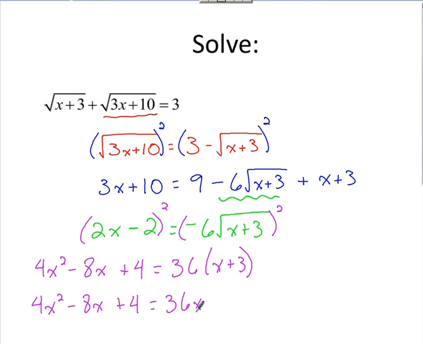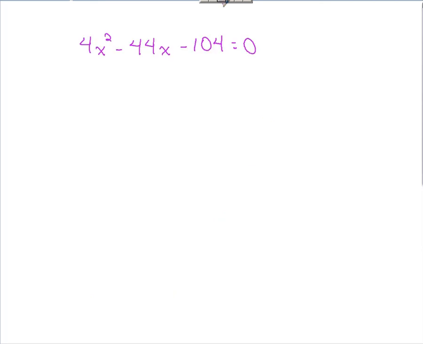Got 36x plus, that'd be 36 times 3, that should be 108, right? Quadratic forming here, need a little more room. All right, so everything's to one side now. Got a greatest common factor. Take a 4 out.